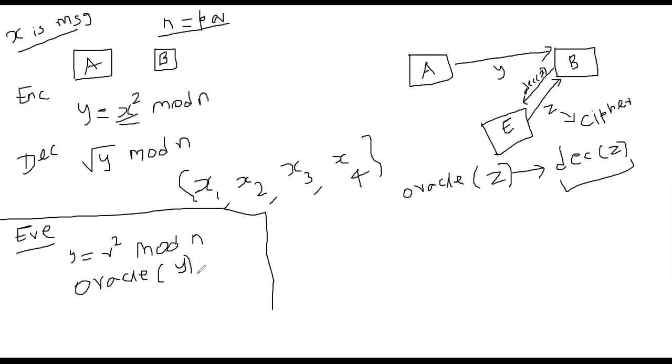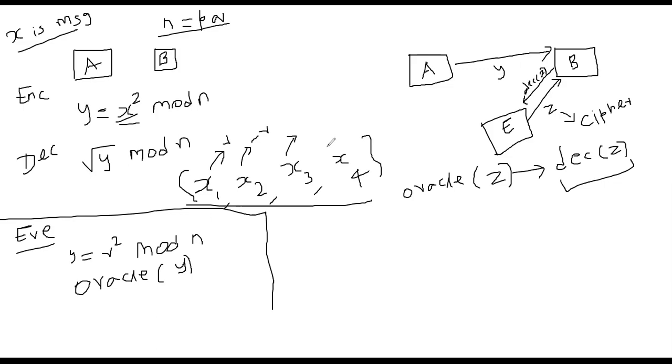The reason is that, remember, there are 4 possible roots. So the Oracle may reply sometimes R, sometimes minus R, sometimes some other number. Let's say this corresponds to R for a moment. We don't know, whatever, x3, x4. So there are 4 possibilities.